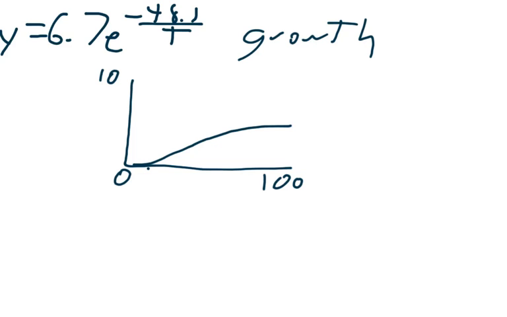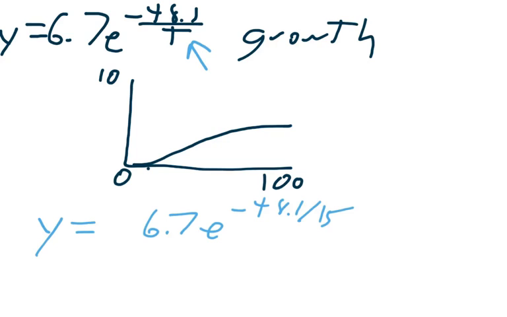How many will there be in 15 years? We'll plug 15 into there. Y equals negative 6.7, not negative, 6.7 e to negative 48.1 over 15. And the answer turned out to be 0.271. So it is growth because of the picture.